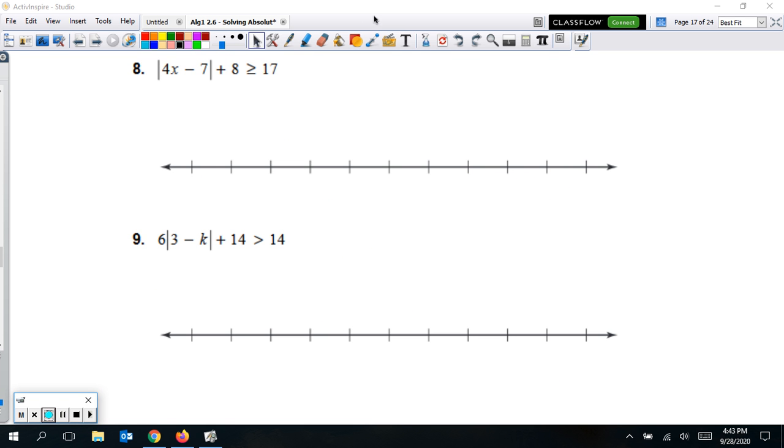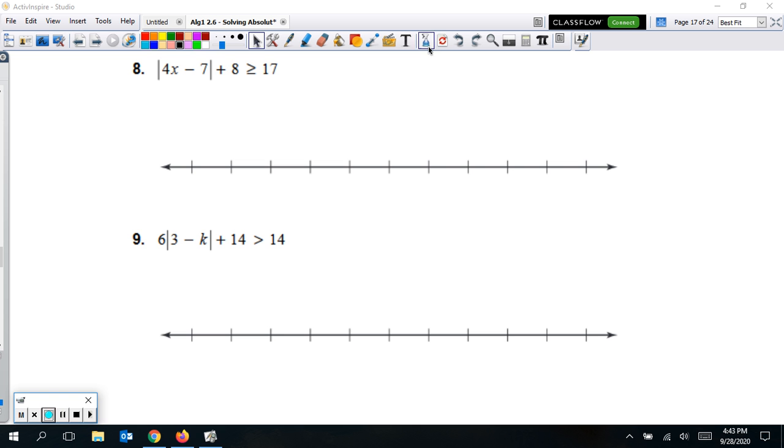Alright, so look at number 8. Number 8 has the absolute value symbol, then it says +8 greater than or equal to 17. So it's not by itself yet. Before we can identify if it's going to be a connected or a disconnected one, or even decide if it's going to be a special solution or not, we always have to get the absolute value symbols by themselves. So this expression has to be by itself on this side.